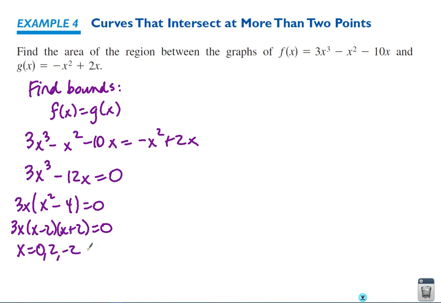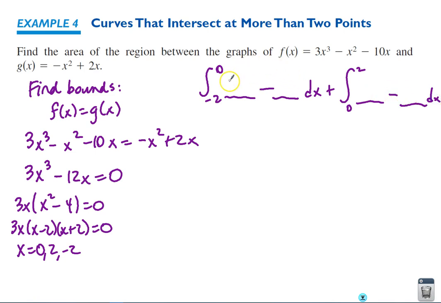So I'm going to have two separate integrals here: an integral from negative 2 to 0, and another from 0 to 2. Now, the question becomes, which is my top function and which is my bottom function? I can't tell just by looking at these two equations. So I need to pick a point between negative 2 and 0 and between 0 and 2, and see which one's higher or lower. I know I'm going to have the integral from negative 2 to 0 of something minus something else, plus the integral from 0 to 2 of something minus something else. I don't know what these somethings are. Is this f and that g, or is this g and that f? To figure that out, I need to pick a point between negative 2 and 0.